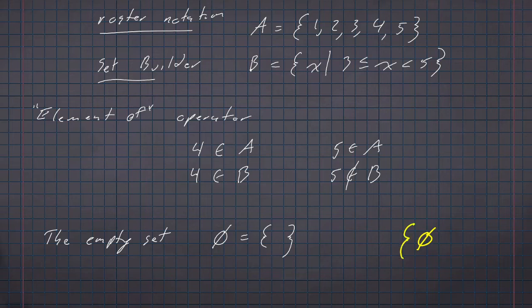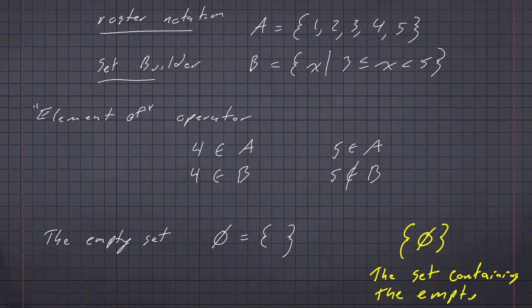So if you put a set and you put that inside, this is the set containing the empty set. This is a set that has one thing in it, that one thing being the empty set. There are places where the set containing the empty set is a very important tool. We're not going to be looking at any of them in this course.